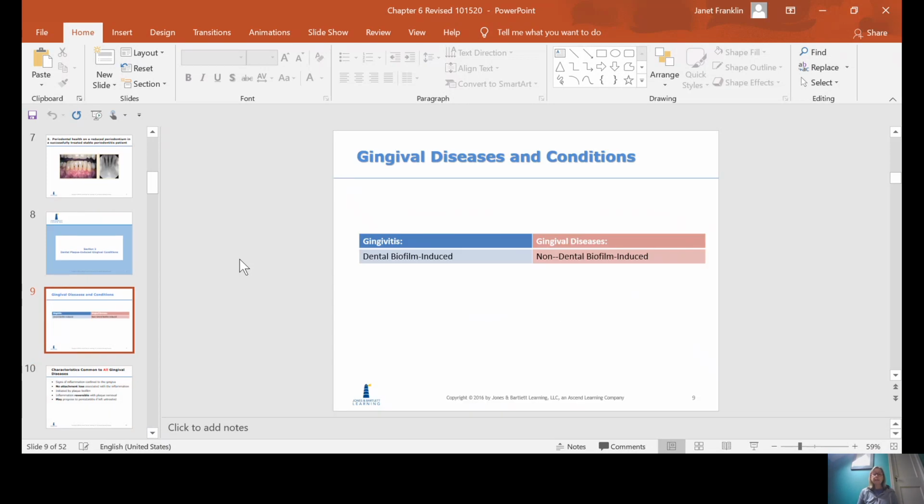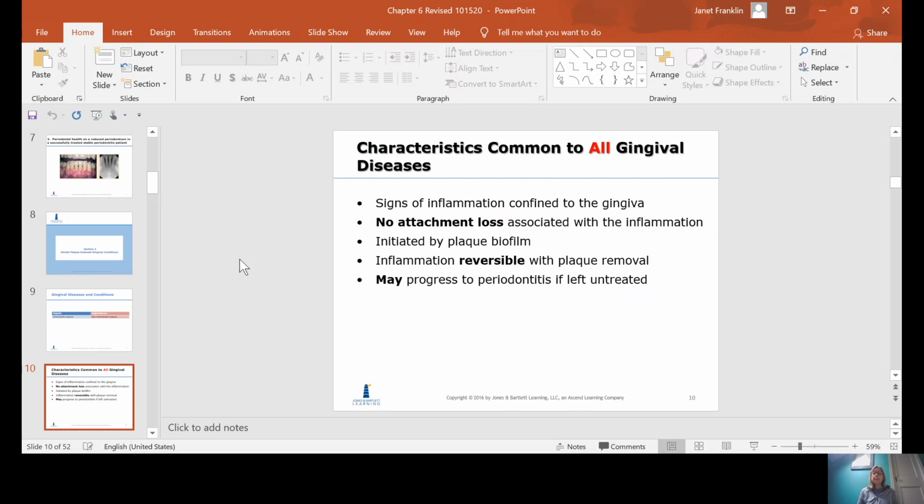Gingival diseases and conditions. There are lots of gingival diseases and conditions, keeping in mind that gingival conditions fall under this same category. Gingival conditions are not necessarily caused by plaque biofilm. They can be other things that affect the gingiva. Characteristics common to all gingival diseases are that signs of inflammation are confined to the gingiva. So if they have inflammation, it's confined to the gingiva. There's no attachment loss associated with the inflammation.